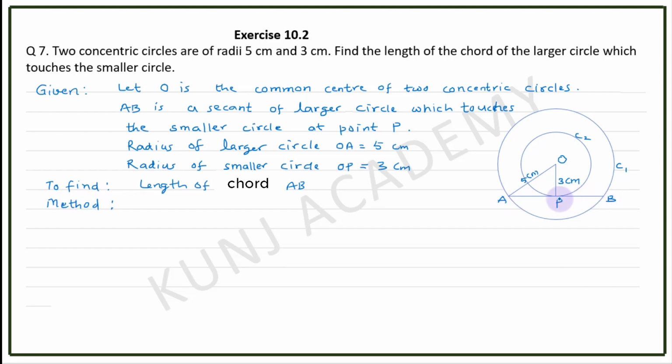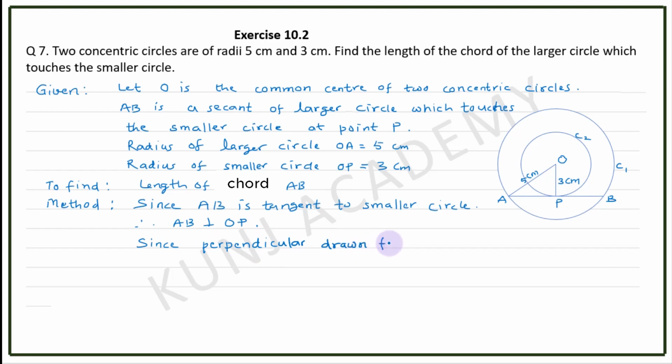Since a tangent drawn to a circle at a point is perpendicular to the radius through the point, therefore OP is perpendicular to AB. And we know that a perpendicular drawn from the center to a chord bisects the chord. Therefore, AP is equal to PB, which is equal to half of AB.